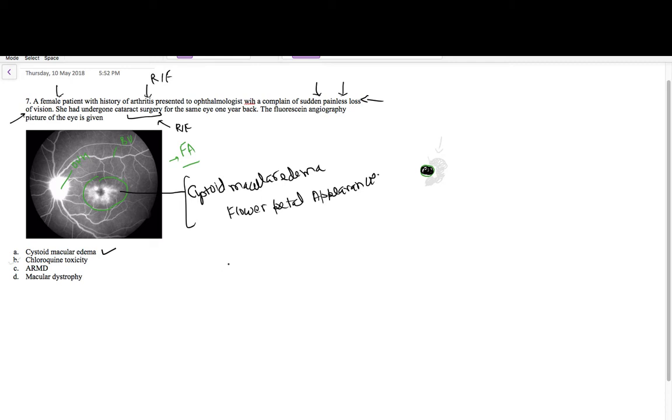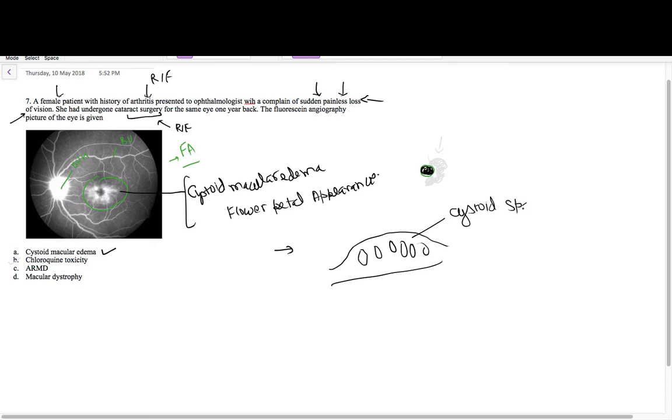Now how does this type of picture show in your OCT? Basically, when you do an OCT you find cystoid spaces in the macula. You get this type of cystoid spaces in the macula. So these are the important things that you should remember in case of cystoid macular edema. Now sometimes you have to remember what the important risk factors for cystoid macular edema are.